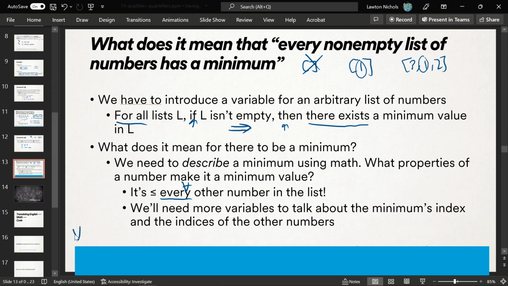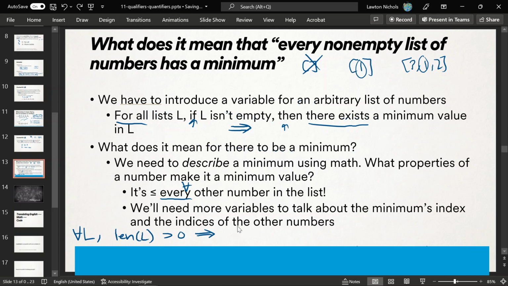So for all lists L, for every list in the world L, if L isn't empty, then there exists a minimum in it. Okay, so for all lists L, if it's not empty, I express that a list in Python is not empty. We could talk about its length, right? You'd call len on L, and make sure that it's greater than zero. So if len of L is greater than zero, then something is true, right? It's my logical if-then statement with an implication. See how these are all coming together now? So if that's true, if it's not empty, then there exists a minimum value in L, okay?